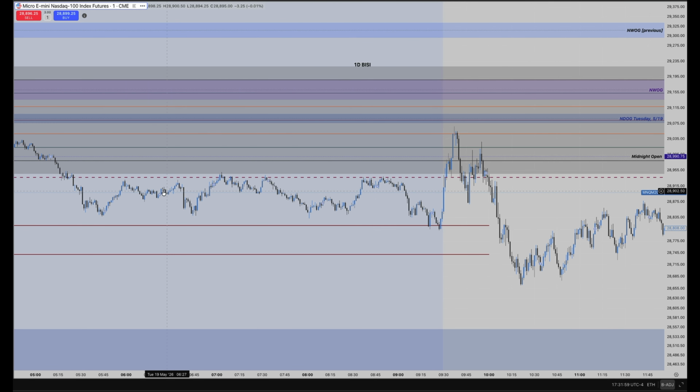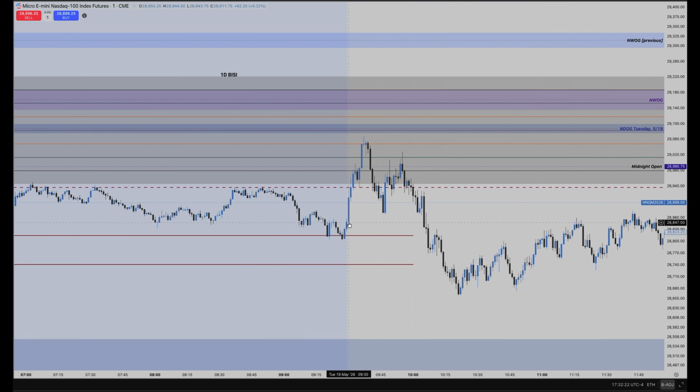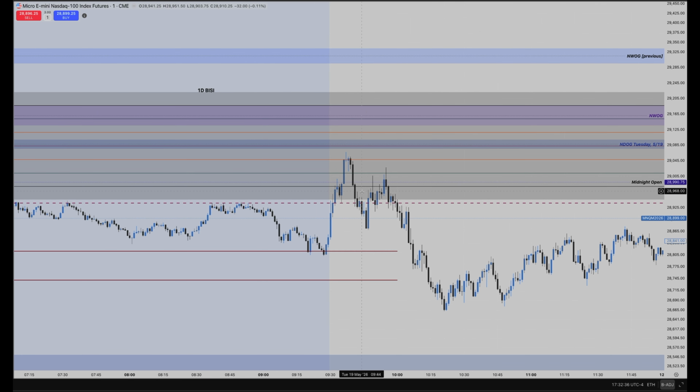Going into the 1 minute here, we can see how price behaved overnight, consolidating between previous day's low and daily wick consequent encroachment, as well as the daily buy-side imbalance, sell-side inefficiencies low. We can see going into 9:30, price rallied higher, failed to reach the daily BISI consequent encroachment or the new day opening gap. What does that indicate?